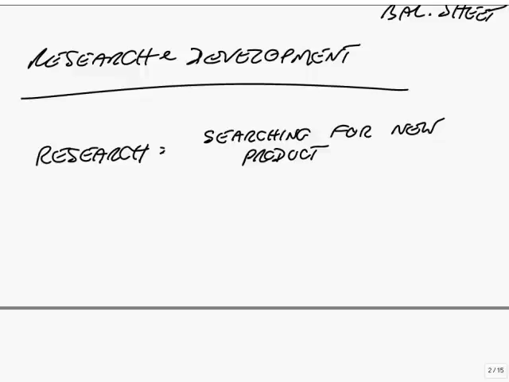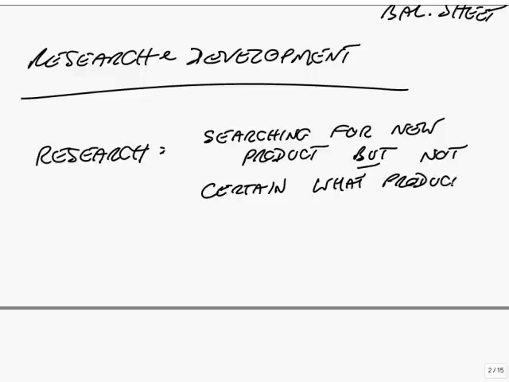You understanding me here? I'm spending money looking for a new product, but we're not certain what the product will be, or if we'll find one. Well, that we call research. Now, I'll tell you what the rule for this is in a minute. But that's research. You're looking for a new product, but again, you're not sure what it's going to be. Okay?